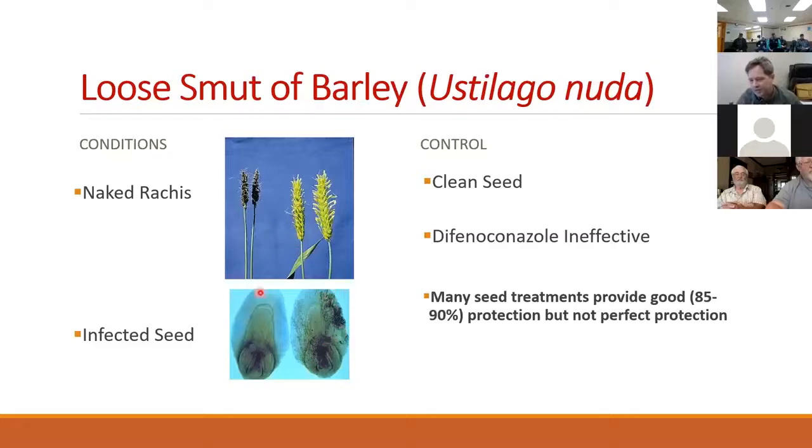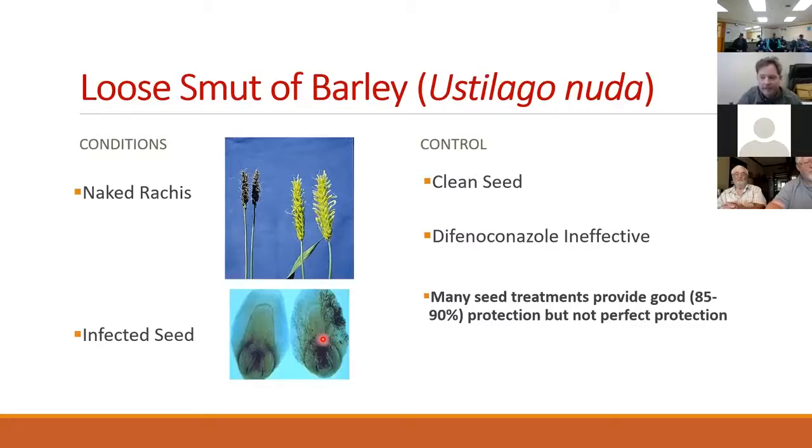So here, we have 2 grains, kernels of barley, at the bottom. Both are stained for mycelium, and the one on the left is uninfected and the one on the right is infected. And you can imagine that grain on the right is not going to make good malt, and it also is not so palatable for cattle and things like that. So it's something that you have to watch out for.